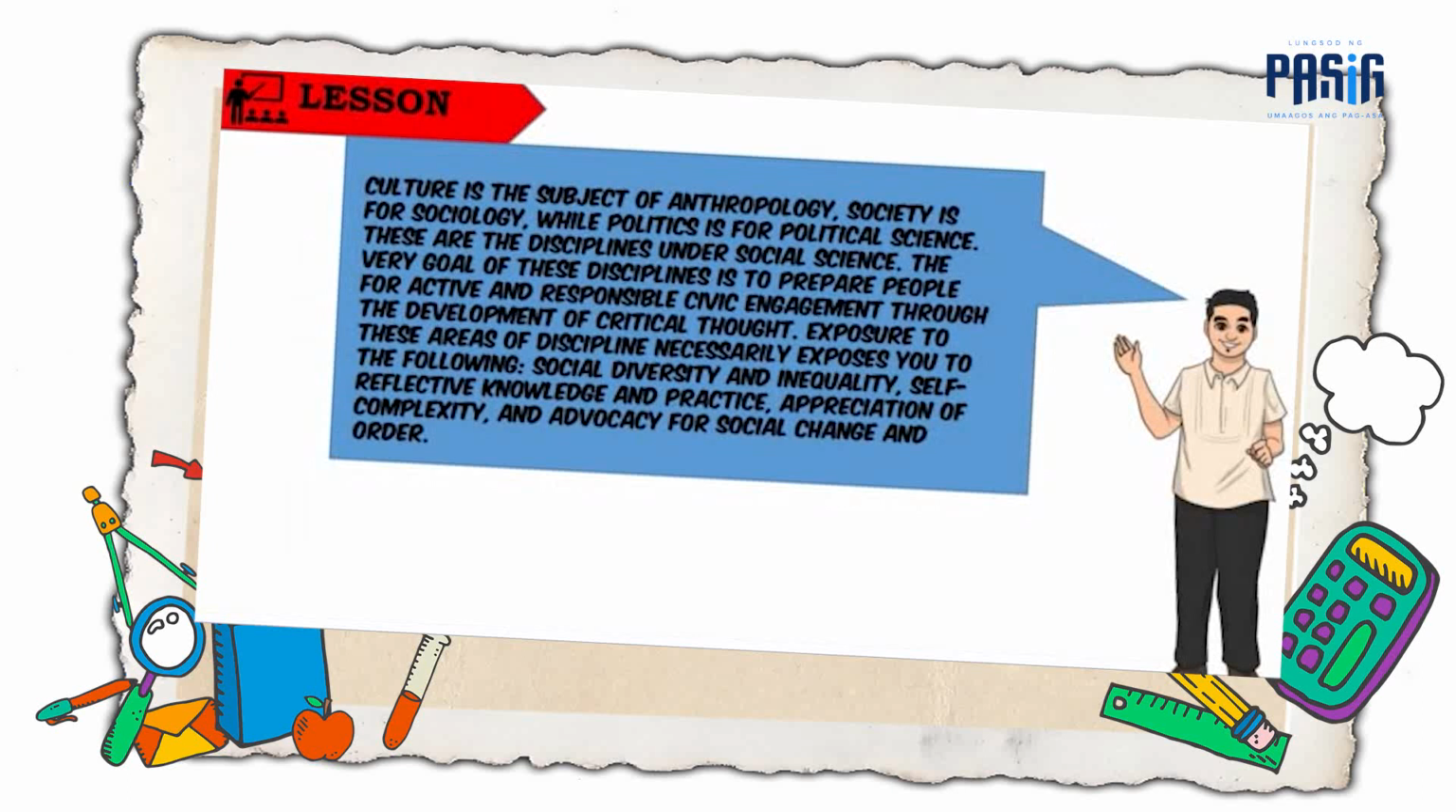Culture is the subject of anthropology, while society is for sociology and politics is for political science. These are the disciplines under social science. The very goal of these disciplines is to prepare people for active and responsible civic engagement through the development of critical thought.